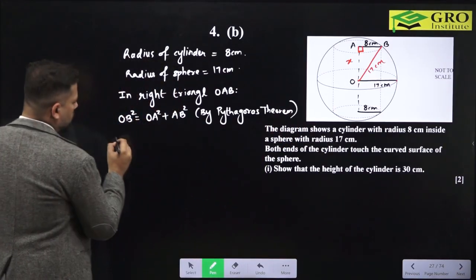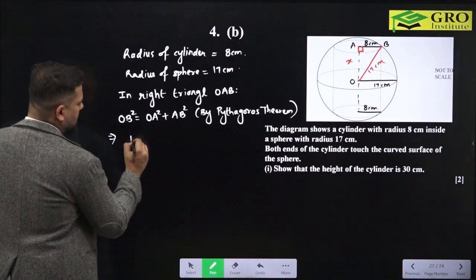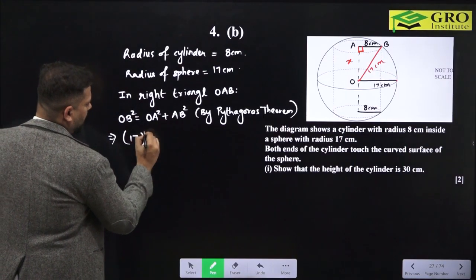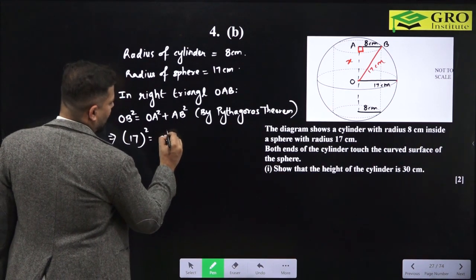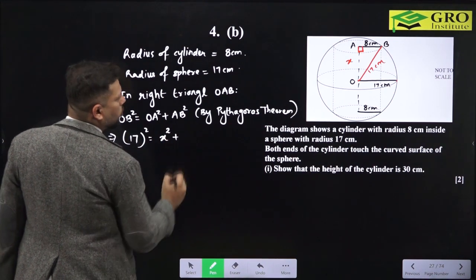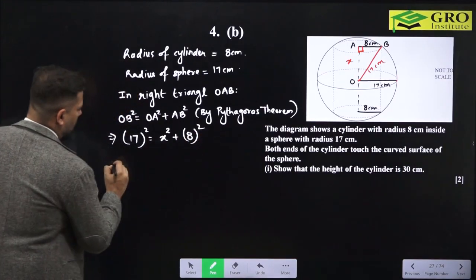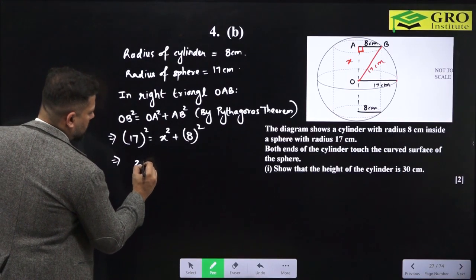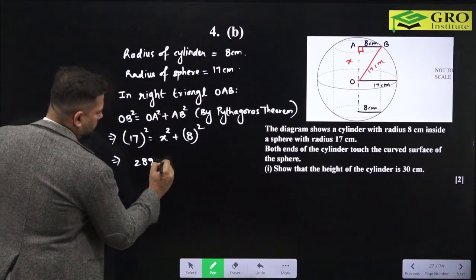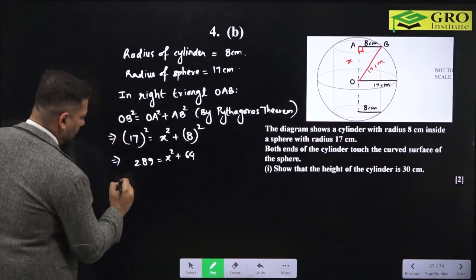So let us substitute the values which are being given. OB, do we know? Yes, it's 17, so it will be 17 square. What is OA? OA is not known and we have taken it to be x. So it's x square, and AB happens to be 8, so it would be 8 square. So we know what is 17 square. 17 square is nothing but 289 equals x square plus 64, being the square of 8.